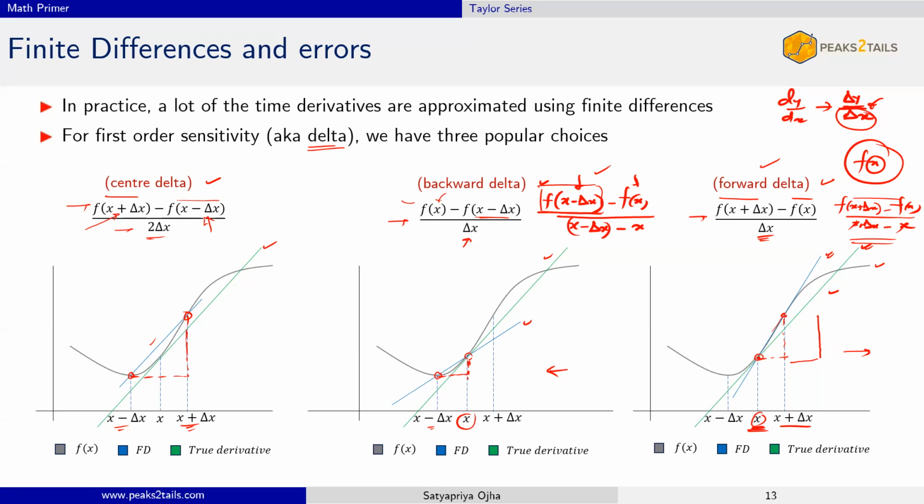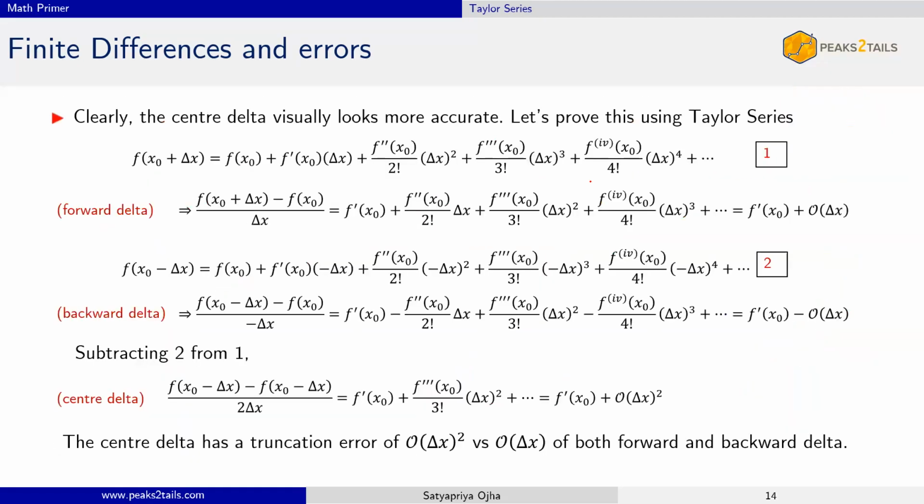Okay, now I want to quickly give you the proof using Taylor's. Why I brought this topic is because you can explain why center delta is better compared to backward and forward delta using Taylor series. Yeah, let's go through the derivation. It's very easy.